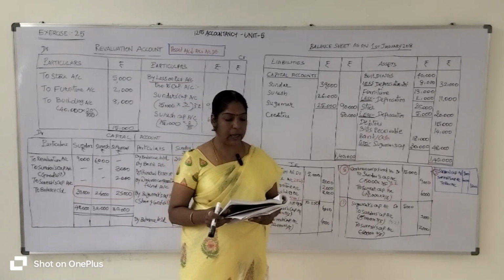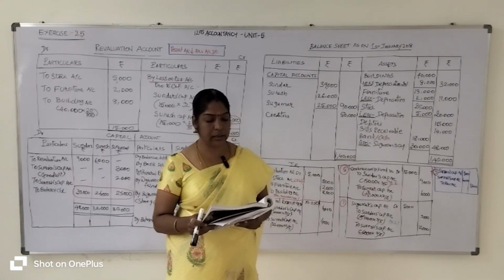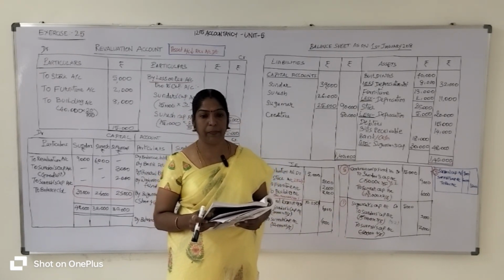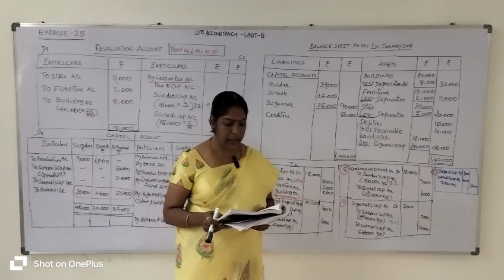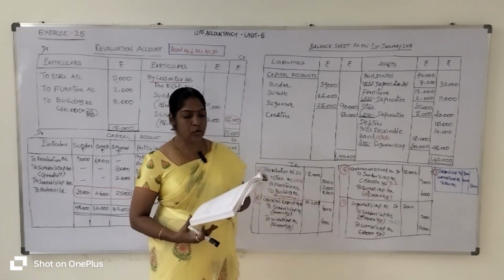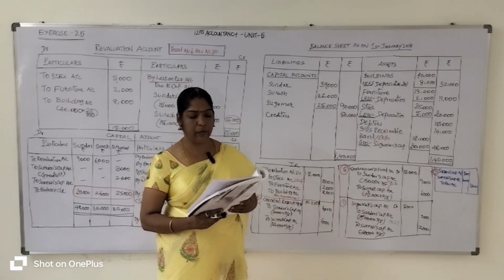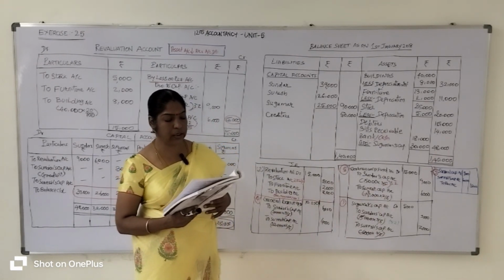Liability items are capital account, creditors, general reserve, workman compensation fund. Asset items are buildings, furniture, stock, debtors, bills receivable, bank. They decided to admit Sukumar into partnership for 1/4 share in profits on the following terms.